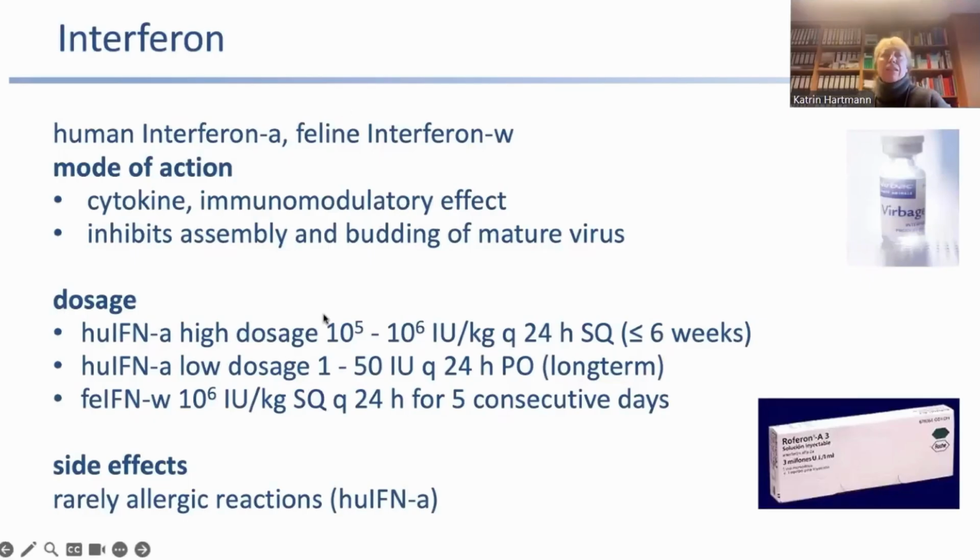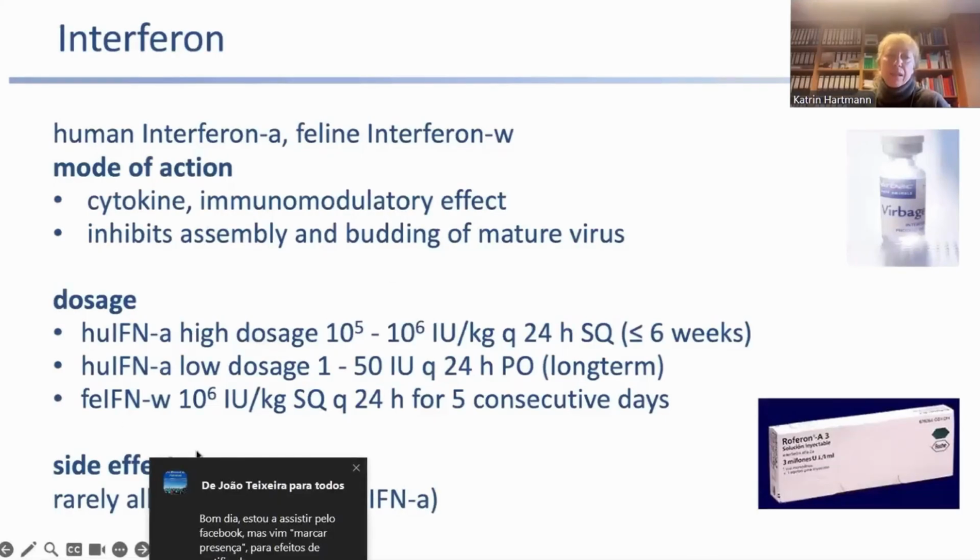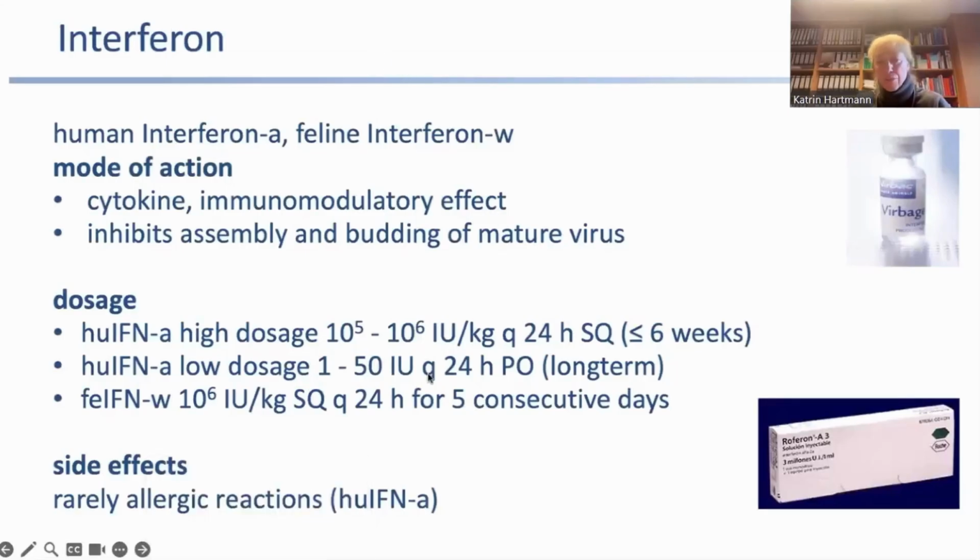The other one is interferon. There are human and feline interferons. Since we have feline interferon, human interferon is not commonly used anymore. In the United States, there is no feline interferon omega on the market. They still use human interferon alpha. There are very few side effects for interferon in cats. It's used for different virus infections, and also has been used for FIV infection.